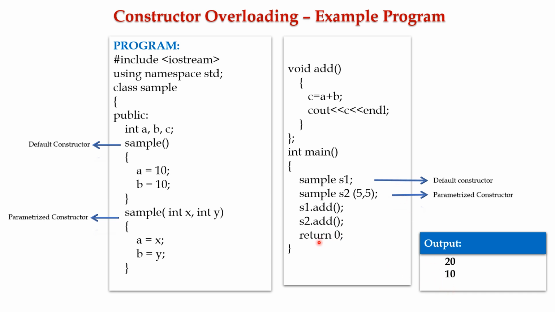Next, return 0. Return 0 specifies the successful execution of the program. The program gets executed successfully and terminates here. So I hope you are clear on constructor overloading with this example program.